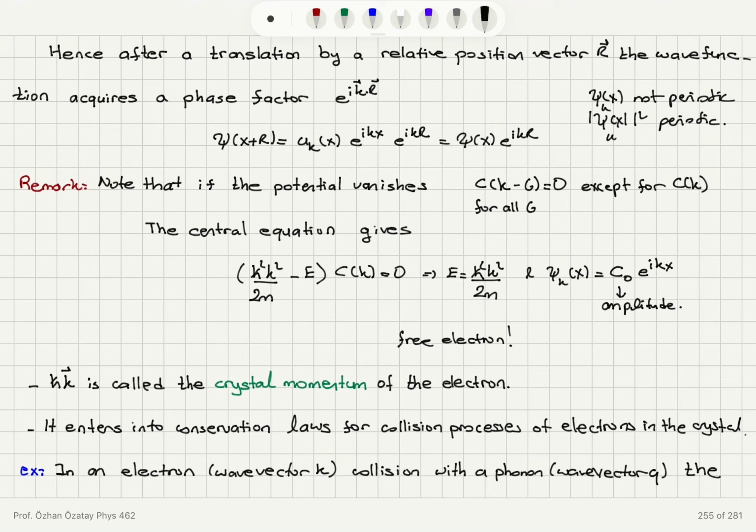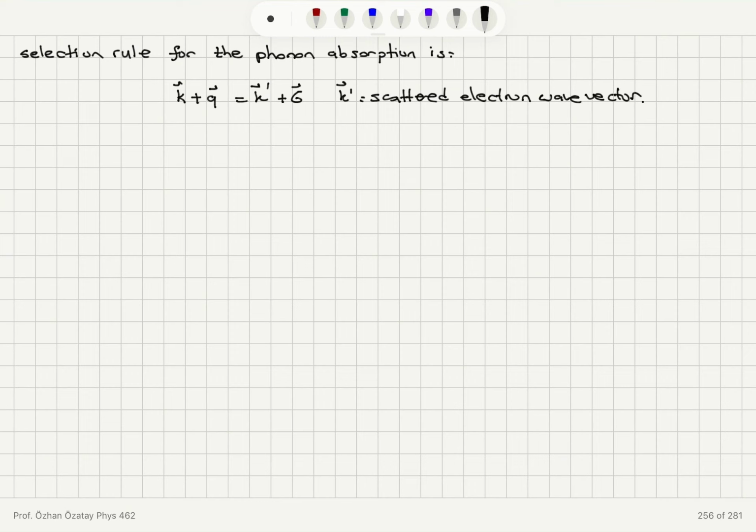And when we have collision processes of the electrons in the crystal, for example with phonons, this is going to enter the momentum conservation equations as the momentum of the electron. So in an electron of wave vector k colliding with a phonon of wave vector q, the selection rule for the phonon absorption will be k plus q is equal to k prime plus G. So this G corresponds to the lattice recoil momentum. If you multiply this by h bar, it will correspond to the lattice recoil momentum.